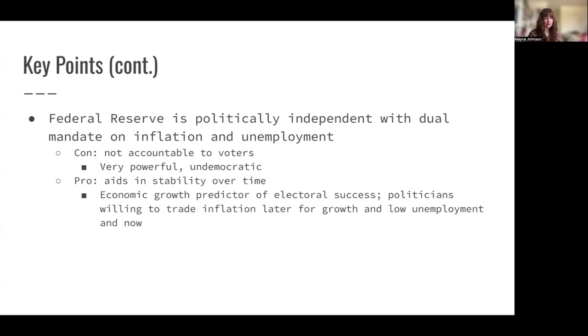We know that economic growth is a consistent predictor of election results. So if politicians could trade inflation later for growth and low unemployment now to do better in their upcoming election, they would likely do so. So we don't necessarily want politicians in control of the Federal Reserve for that reason.